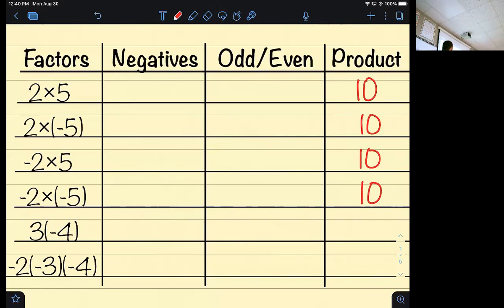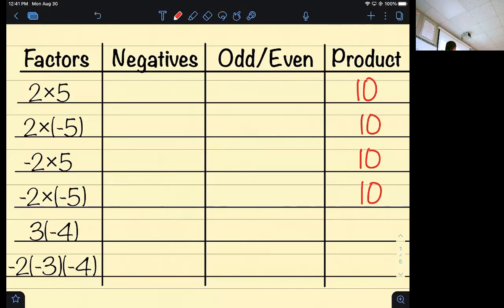All of them have a 2 times 5 in the problem. Now, sometimes it's a -2, sometimes it's a -5, sometimes they're both negative. But I don't care. I'm not going to rewrite this and turn this into a division. I'm not going to change the problem. I'm still doing 2 times 5. It's just a matter of, is my answer going to be positive 10 or negative 10?